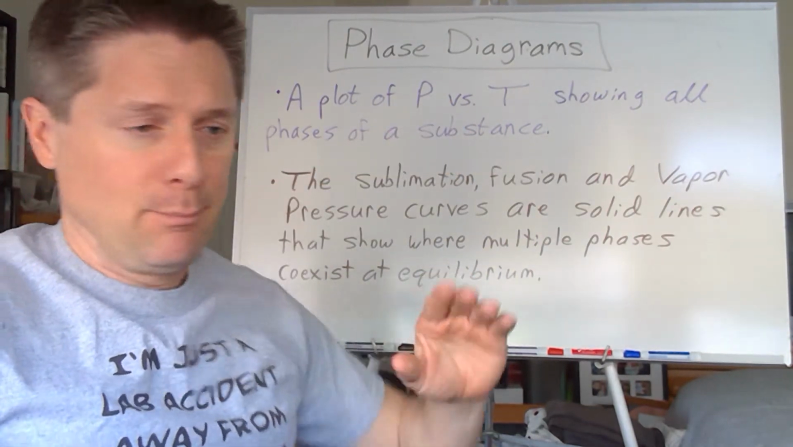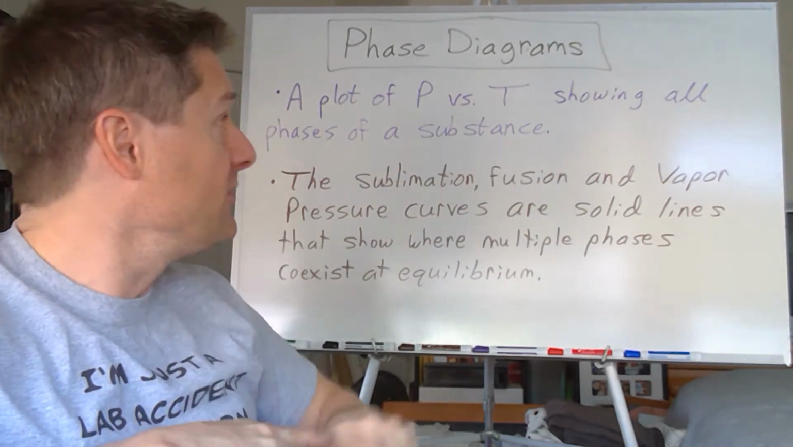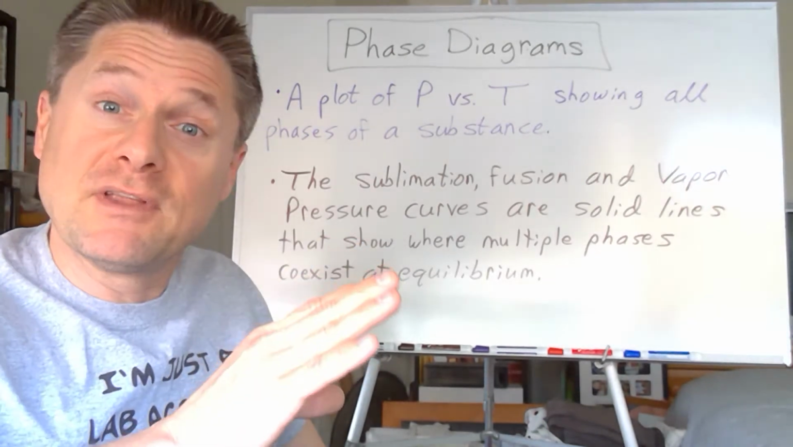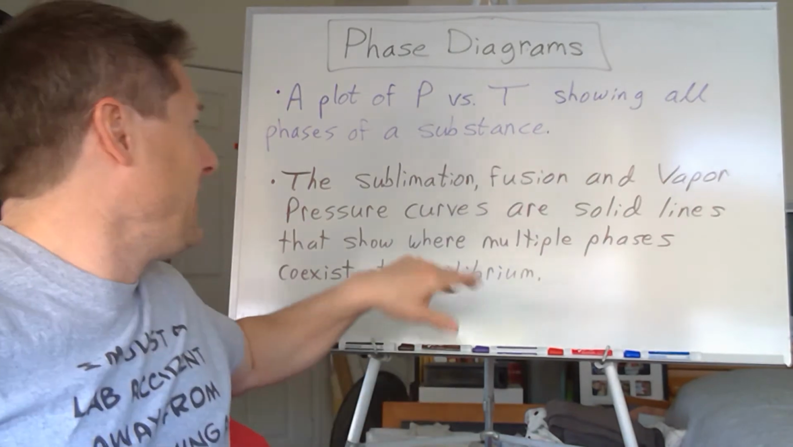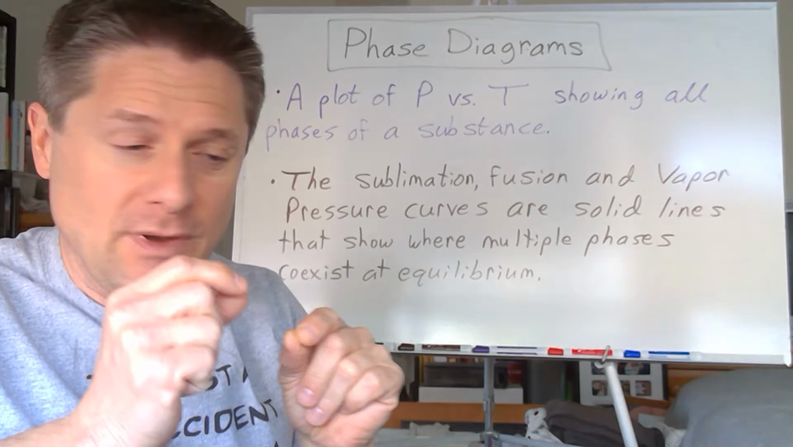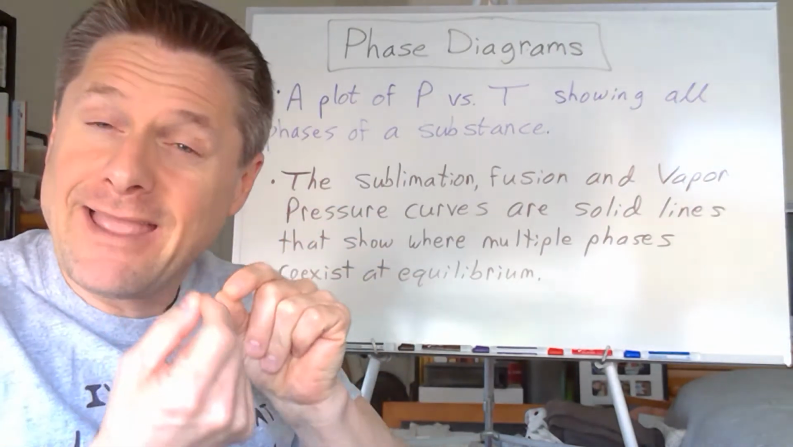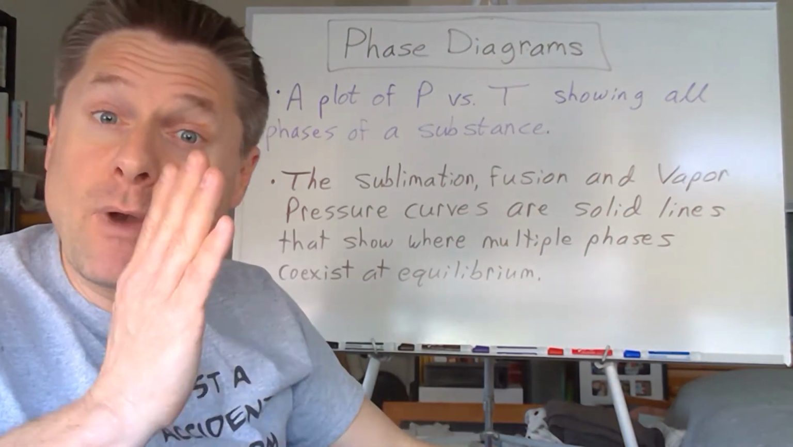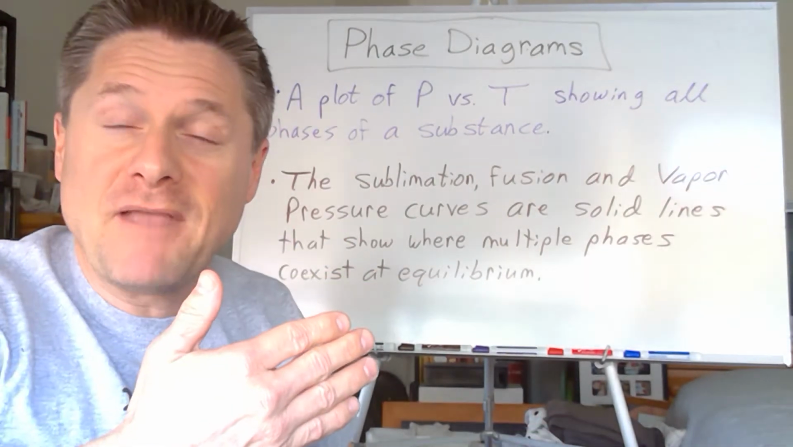So we're going to plot pressure versus temperature, just like we looked at before with vapor pressure curves and sublimation curves. But we're going to show all of the phases of a particular substance under reasonable temperatures and pressures, right? And we're going to use the sublimation curve, which shows the equilibrium between the gas and the solid. We're going to show that sublimation curve on this phase diagram, and that represents where those two phases coexist at equilibrium. And if you cross that line, that's a phase transition, right?